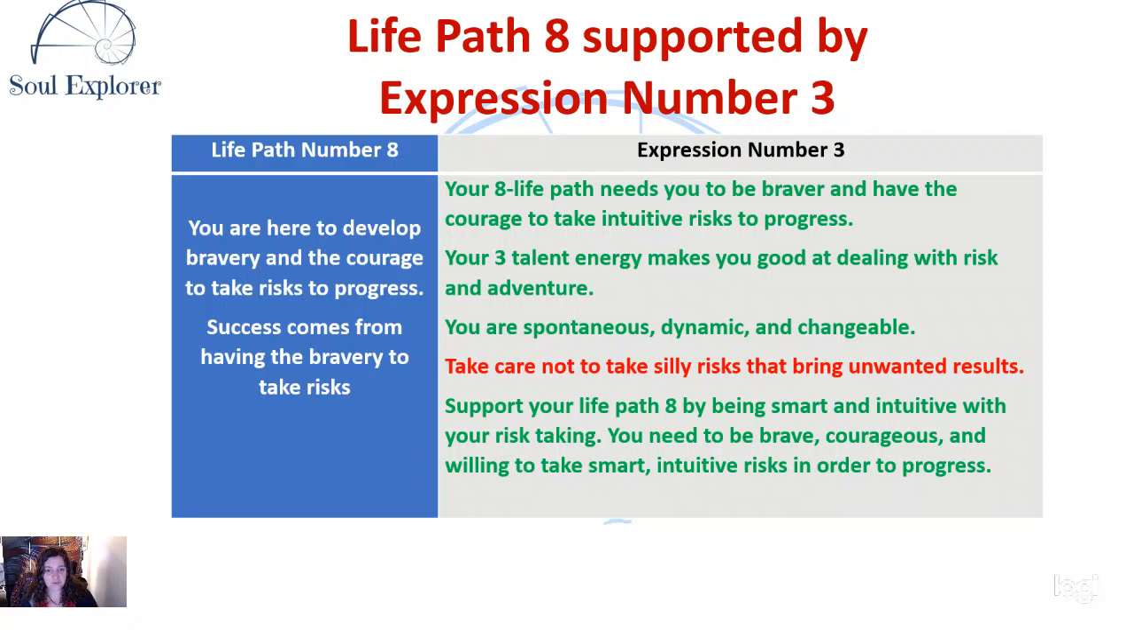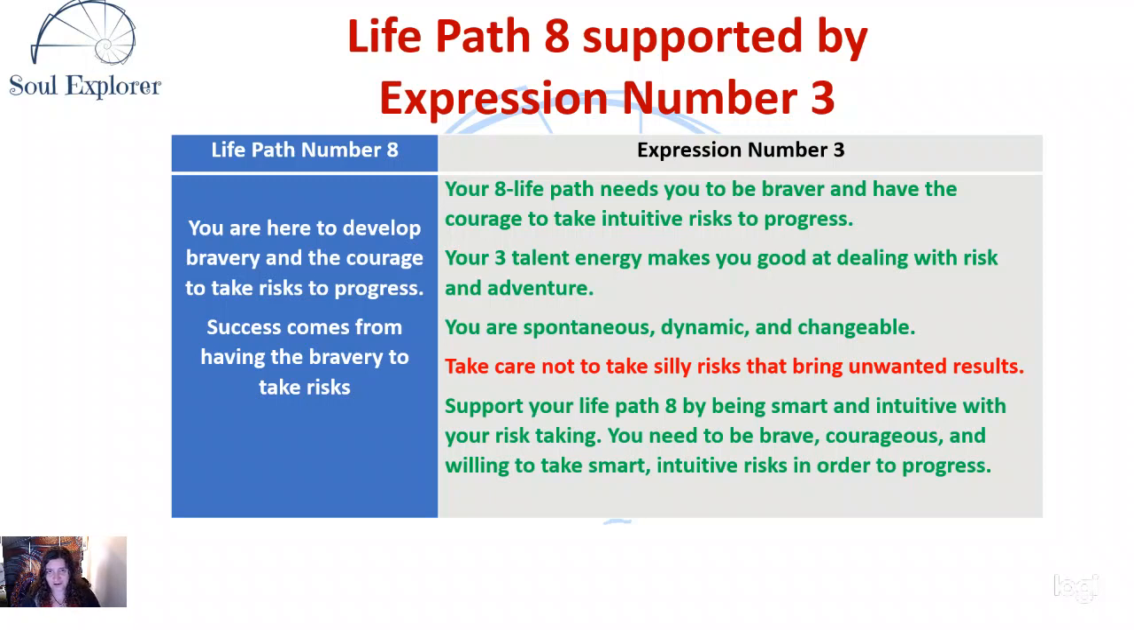You're good at dealing with risk and adventure. In fact, the 3 is often attracted by adventure and risk and scary things that would terrify the life out of me. They're spontaneous, they're dynamic, they're changeable, and they're willing to not know what's going to happen. And they like the exciting way, but they could as well take silly risks. And these silly risks, if they're not intuitive risks, could bring unwanted results for them if they're not focused and intuitive and making sure that the risks they take are not going to take them down the Swanee, basically.